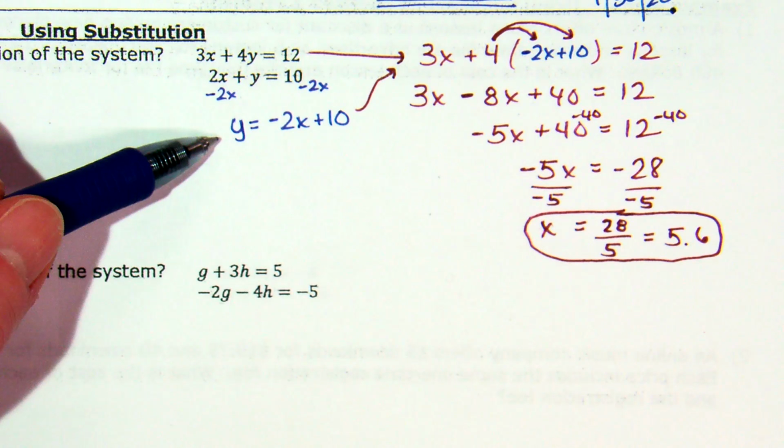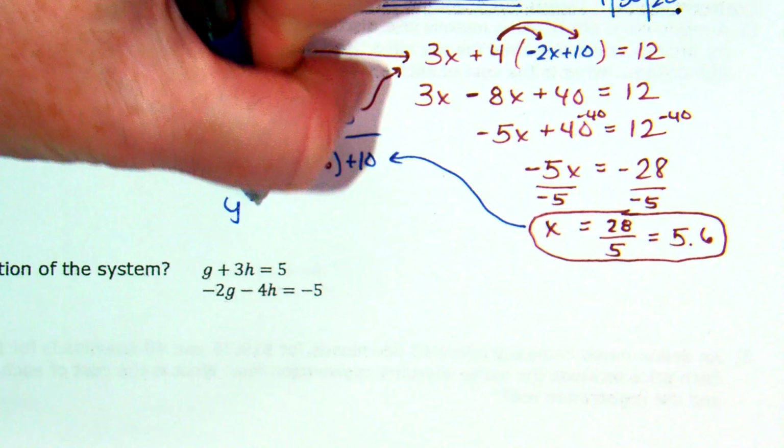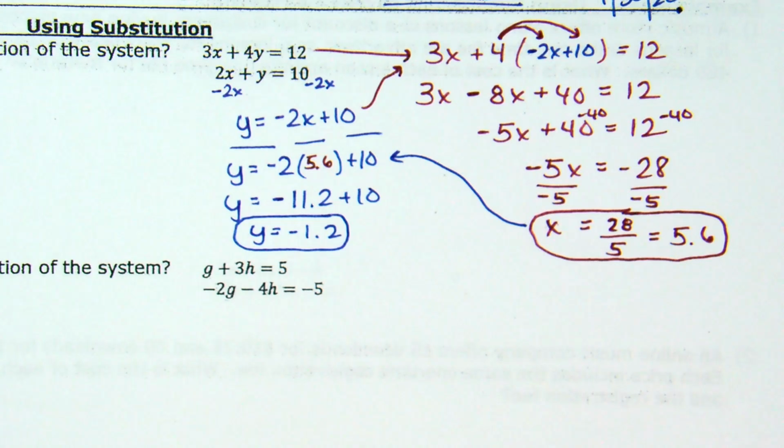So y equals negative 2 times 5.6 plus 10. Well, negative 2 times 5.6, negative 11.2, and negative 11.2 plus 10, negative 1.2. You could have done it with fractions. That's fine. I think it would have been, get negative 6/5 out of it.